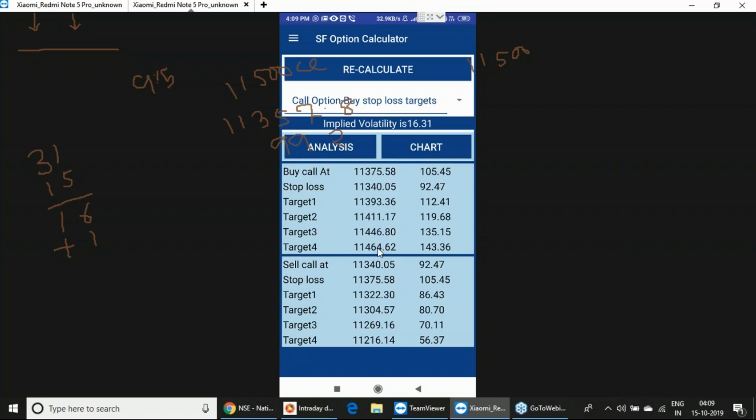So this is what I am getting in the calculations. I am getting 11,375 because I have taken the spot price as a reference. The implied volatility is 16.31. So this is what you are getting. Implied volatility of this option when we are calculating is 16.31, and it is recommending that when the Nifty spot, which we have taken as a reference, goes to 11,375.58 or 376, we can buy the call option at 105. We can keep a stop loss of 92.47, and these are the targets we can achieve.